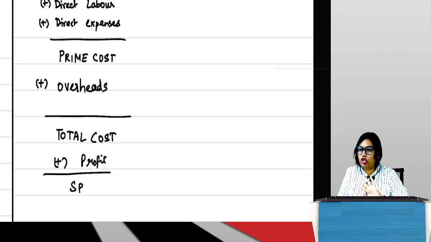I know my total costs are direct costs plus indirect costs. Direct costs were direct material, labor, expenses. I have just written that there. And I know that all direct costs lead to prime cost. So I have written it there. And all indirect costs are known as overheads. So I have written it there.